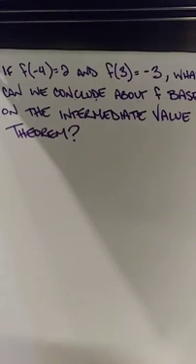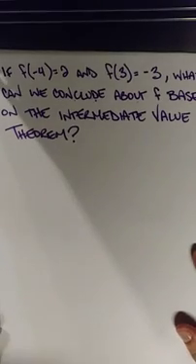I know you had a multiple choice question on your review, but this question, instead of being multiple choice, will just kind of be free response. What can we figure out? So if f of -4 is 2 and f of 3 is -3, what can we conclude about the function f based on the intermediate value theorem?